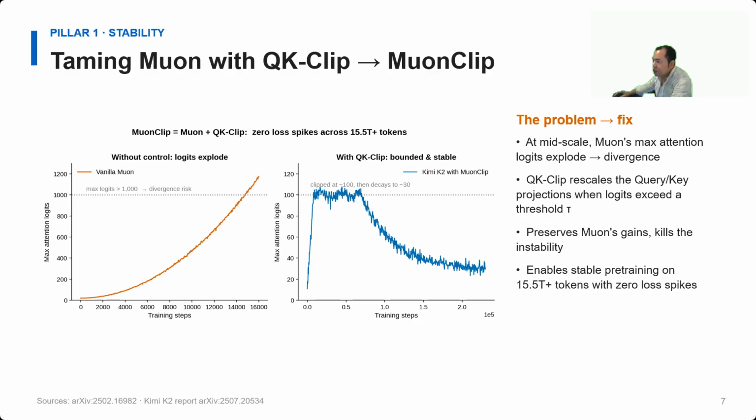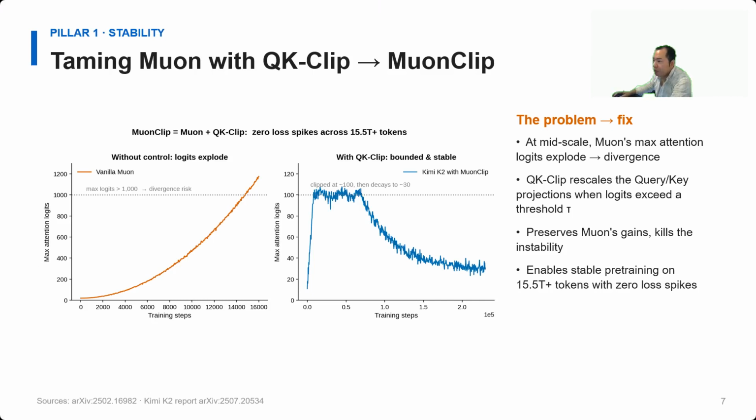And for their solution, Kimi K3 fixes this instability in an elegant and surgical way, which they proposed as QK-Clip. During the forward pass, they already compute the max logit per attention head, and whenever it exceeds a threshold, they simply rescale that head's query and key projection weights to pull it back down. And Muon plus QK-Clip is what they call MuonClip.